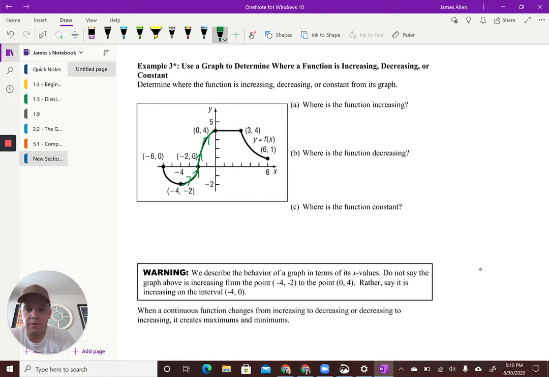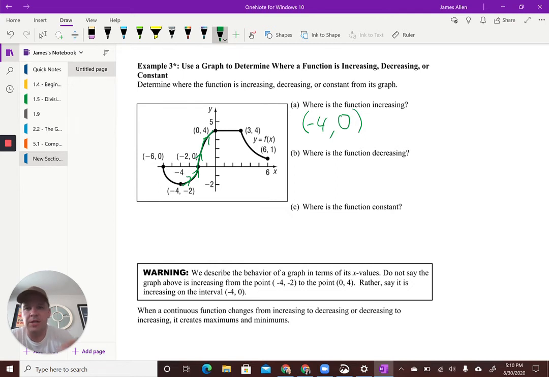So from the x value of -4, not including it, up to the x value of 0, it is increasing. The reason we don't include the values is because at any specific point, it's not doing anything. We can only speak to what it's doing over an open interval. So from here to here, it is increasing. But at -4, it's doing nothing. At 2, it's doing nothing, right? We can only speak to increasing, decreasing, and constant over a particular interval, okay?